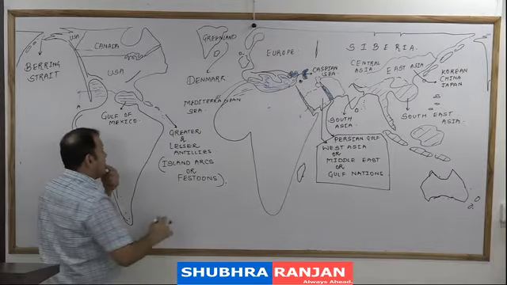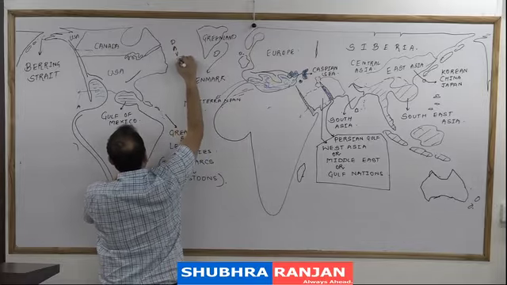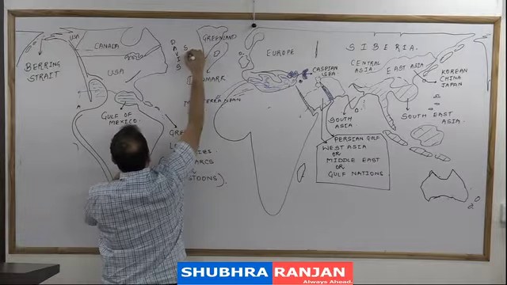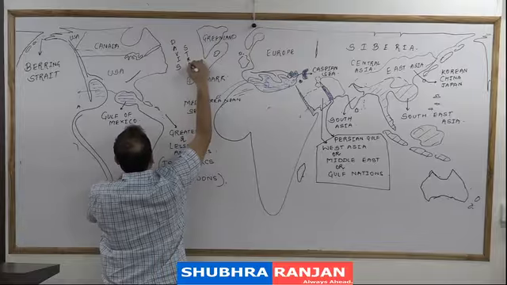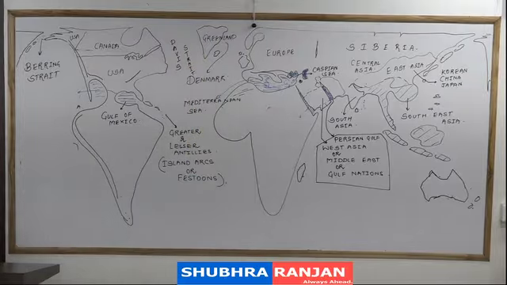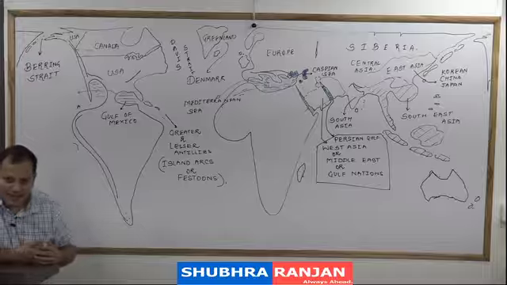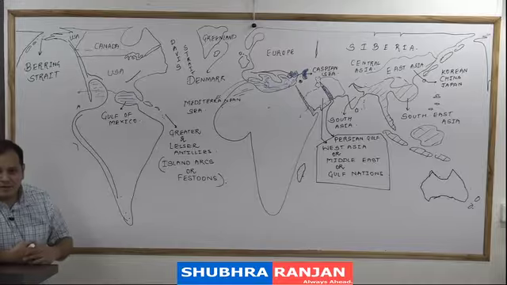So the second strait which we are going to do is the Davis Strait. Davis Strait separates North America from Europe. Is it right? Yes. It separates North America from Europe. Or can I say it separates North America from Denmark and Greenland.